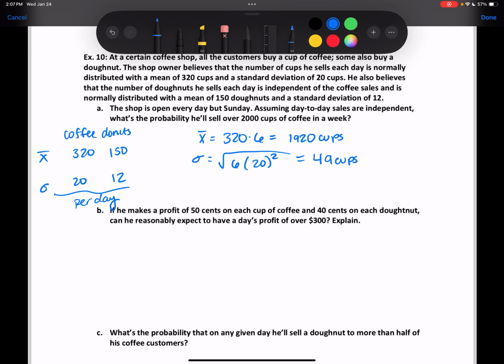All right, so if we wanted to find the z-score for this, it would be 2,000 minus 1920 over 49. And then we can use that to find our answer if we wanted to do it that way.